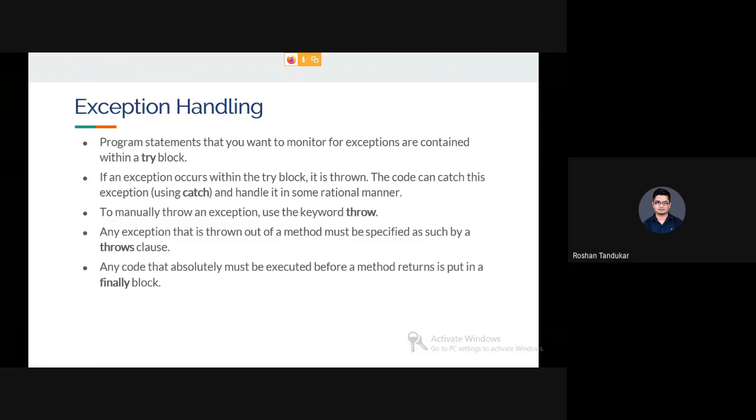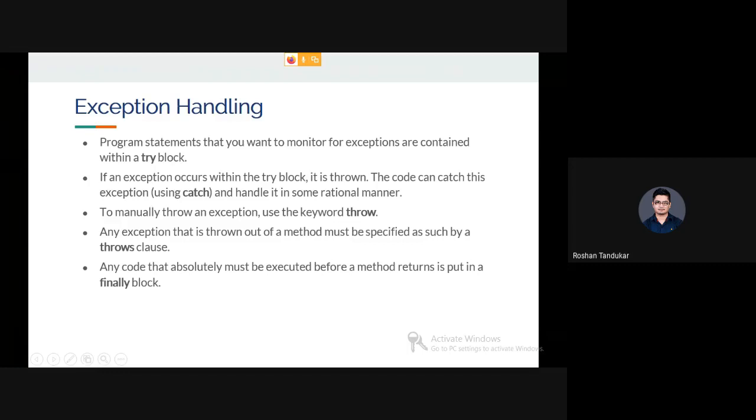If an exception is created or there is a chance of creating exceptions, then those codes or blocks you have to write in the try block. Another one: if an exception occurs within the try block, then it will be thrown to the catch part. That means catch will identify what kind of exception or error has occurred. That will be defined by catch, and you can do certain rational tasks over there. That means displaying a certain message or other things you can do in the catch part.